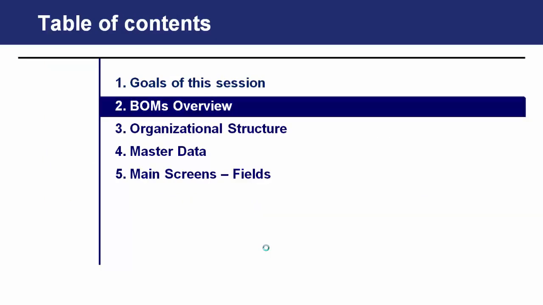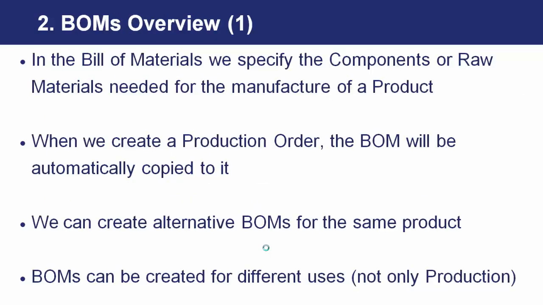BOMs overview. Bills of materials are created for manufactured materials, either finished or semi-finished goods, and they mainly specify the different components that constitute them and in what quantity. This information will be useful for exploding requirements downwards, for proposing components to consume in production orders, or for instance, to calculate the cost of the good to manufacture.